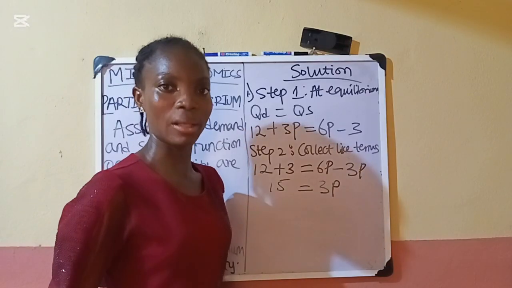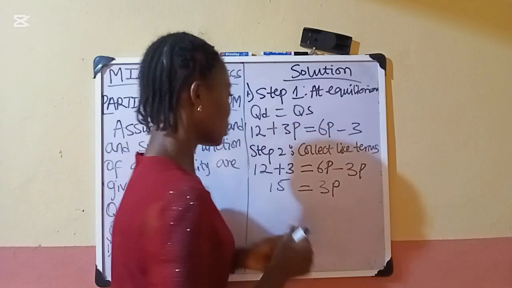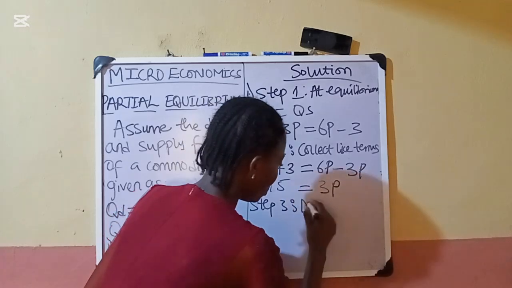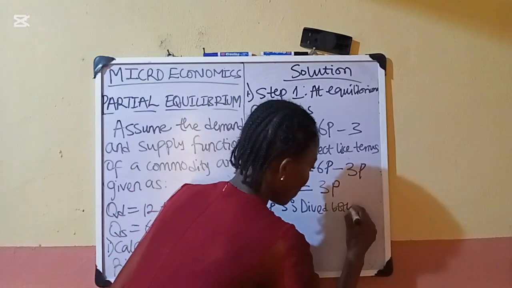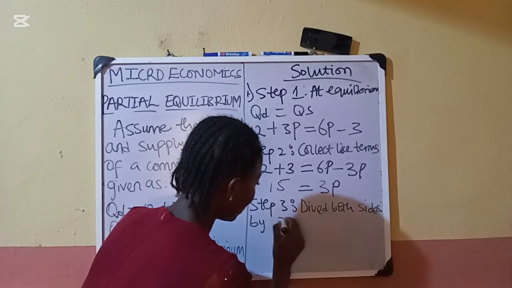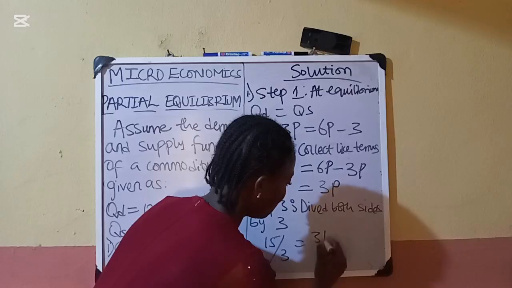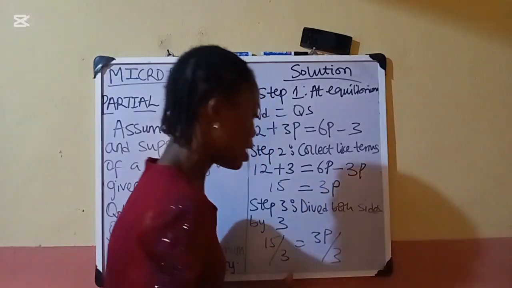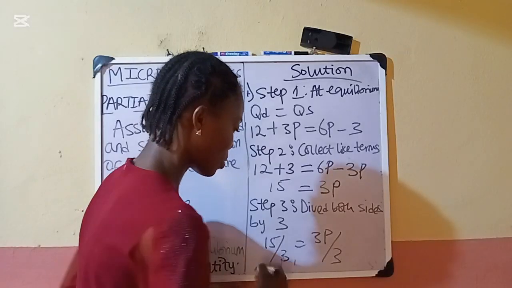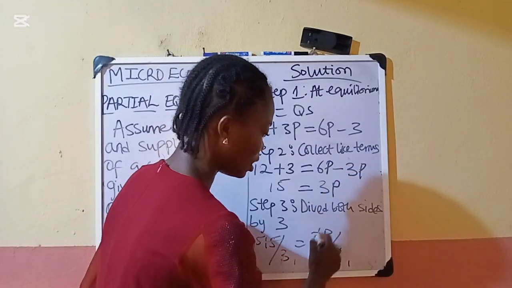So our step 3 is to divide both sides by 3. So you have 15 divided by 3 equals 3p divided by 3. Solving further, 3 divided by itself gives us 1, and 3 into 15 gives us 5. 3 into itself gives us 1.